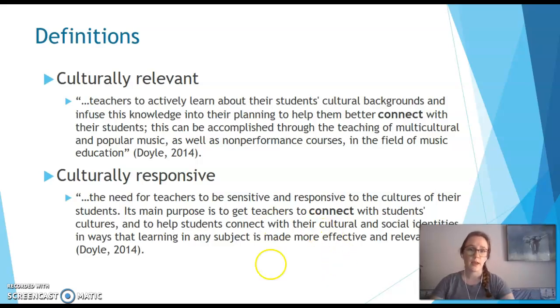The main word that kept coming up was this idea of connecting to your students. So connecting the material to the students' lives, as well as connecting teacher to student, human to human.